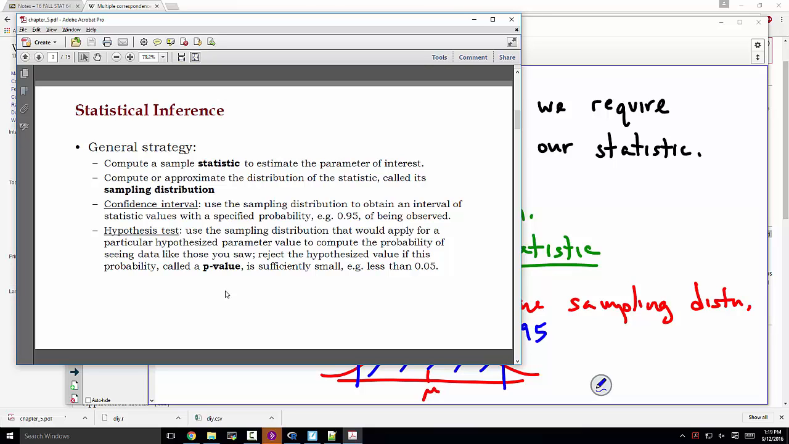And if the p-value then is small, sufficiently small, that's an indication the null hypothesis probably is not true. It would not be likely to see what you saw if the null were true. We compute a p-value, and if it's less than some threshold, we reject the null hypothesis. If it's not, then we say we didn't have enough evidence to reject the null. We failed to reject.